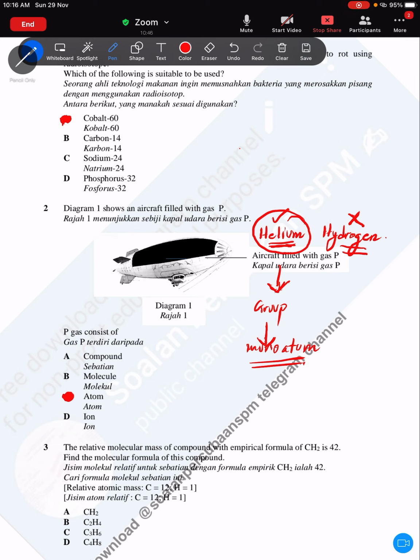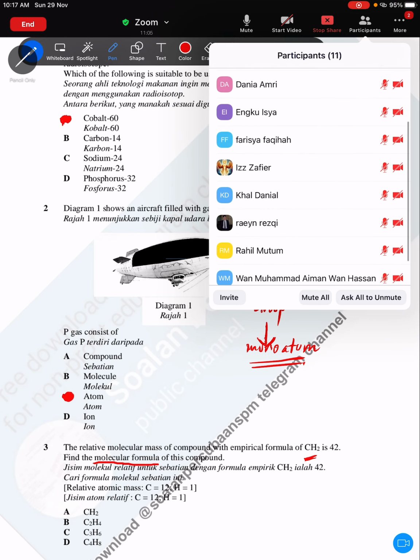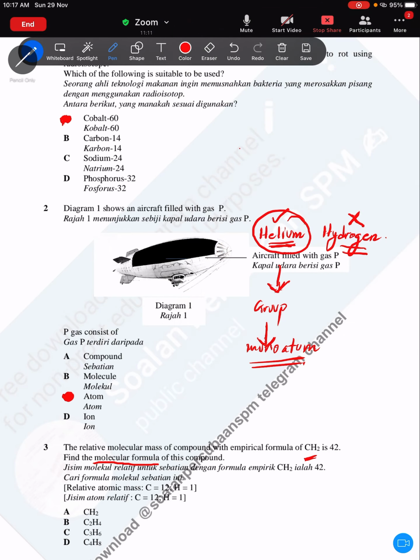If you don't understand, ask straight away, guys. The relative molecular mass of the compound with the empirical formula of CH2 is 42. They will ask you to find the molecular formula. Maybe I would like to ask, tell me what you mean by empirical formula. Definition of empirical formula.